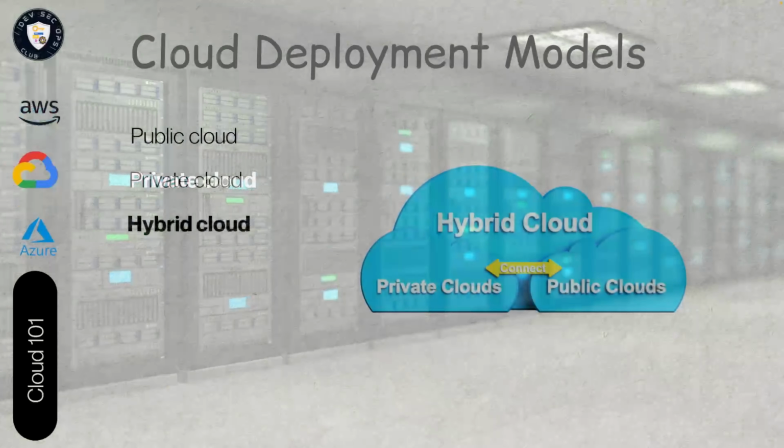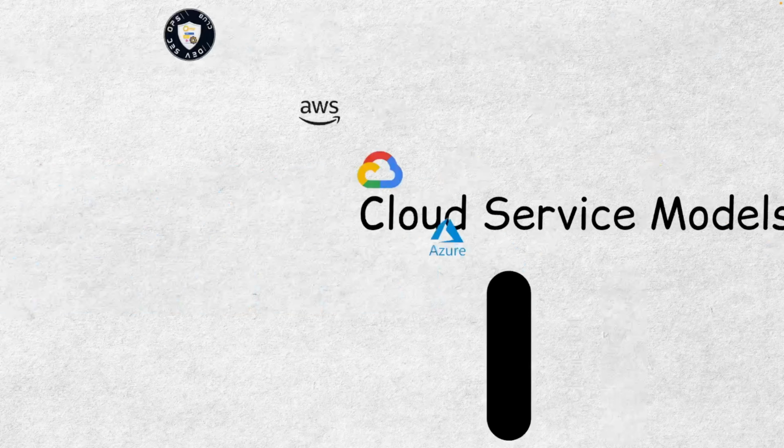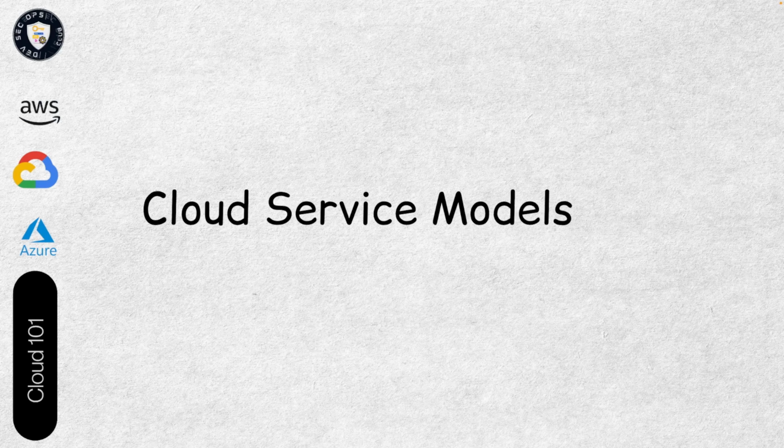And the third one is a hybrid cloud. The hybrid cloud model blends public as well as private cloud, allowing data and applications to move between them. Each deployment model serves different needs. Choosing the right one depends on your organization's goals, budget, and regulatory requirements. We will come back to this later and see what hybrid actually means. So let's shift our focus to what these environments actually offer, and that is our next topic, cloud service models.